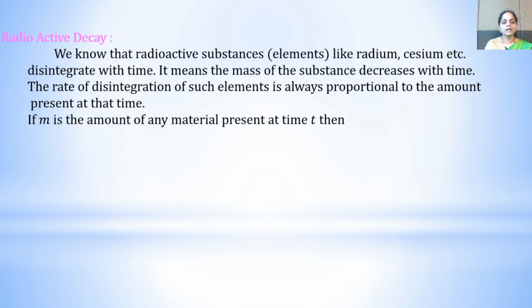If m is the amount of any material present at time t, then by the given condition, dm by dt is directly proportional to m. Now we take the constant of proportionality, but in this radioactive decay the mass will decrease. So we take the constant of proportionality as negative. So we get dm by dt is equal to minus k into m, where k is greater than 0. The negative sign indicates that the mass will decrease. This is our differential equation.